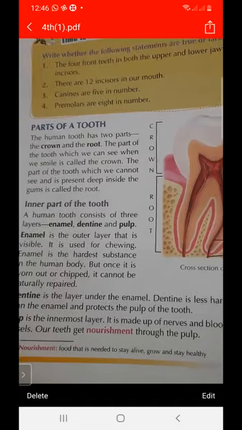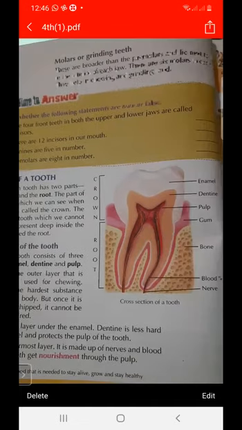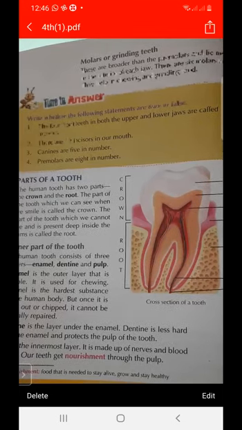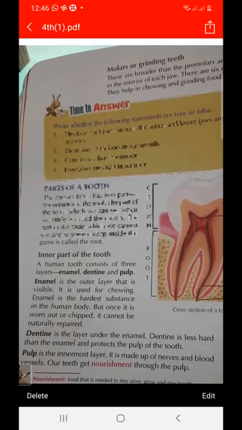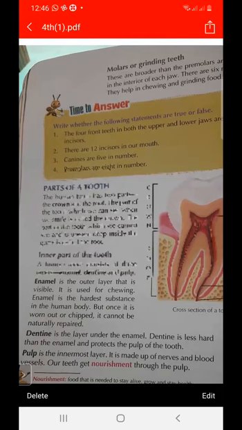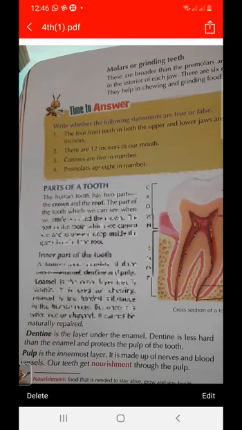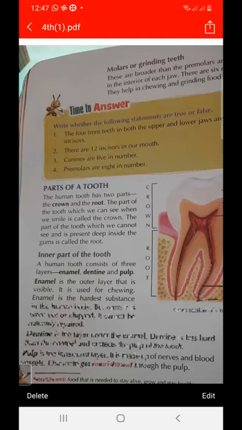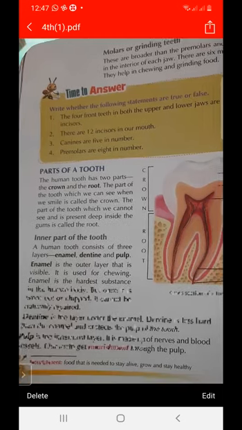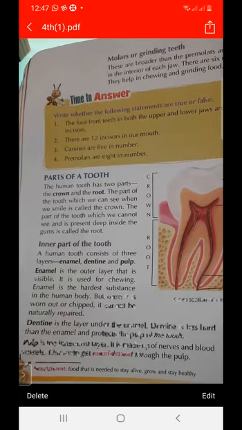So what are the parts of the tooth? It has two parts, the root and the crown. The part of the tooth which we can see is called the crown, and the part which we cannot see is called the root. So the human tooth has two parts. First is the crown and second is the root.